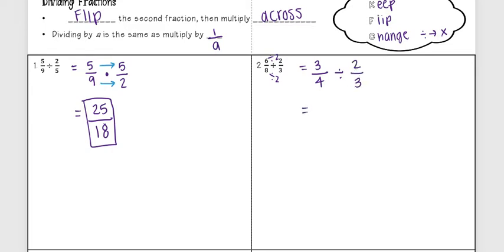And then now I'm going to go through KFC. So keep that first fraction. I'm going to flip the second fraction. So now it's going to be 3/2 instead of 2/3. And then change that division to multiplication. And then now I'm going to go ahead and multiply across. So I have 3 times 3 and 4 times 2. So 3 times 3, I get 9. And then 4 times 2, I get 8. So my final answer is 9/8.